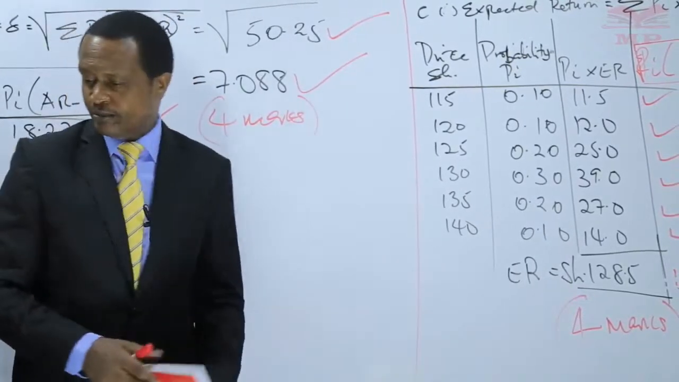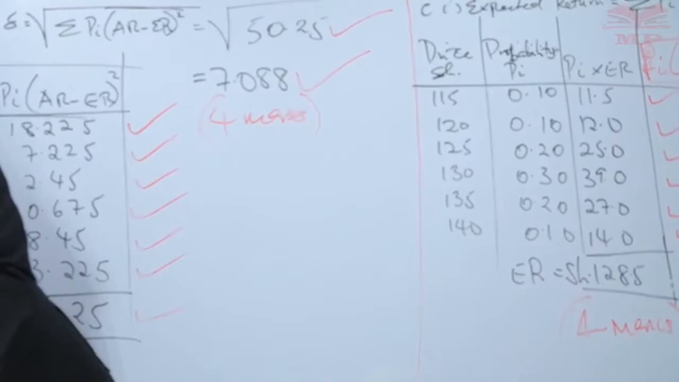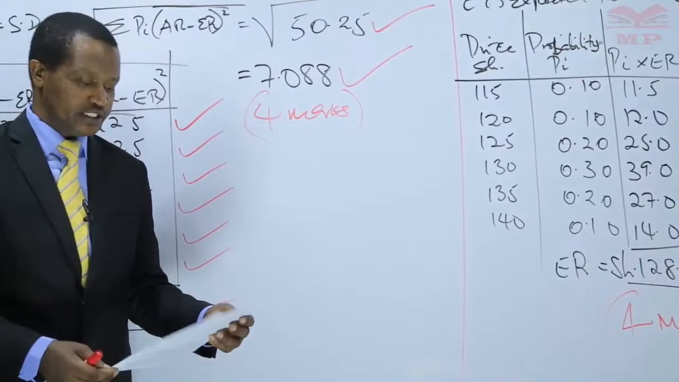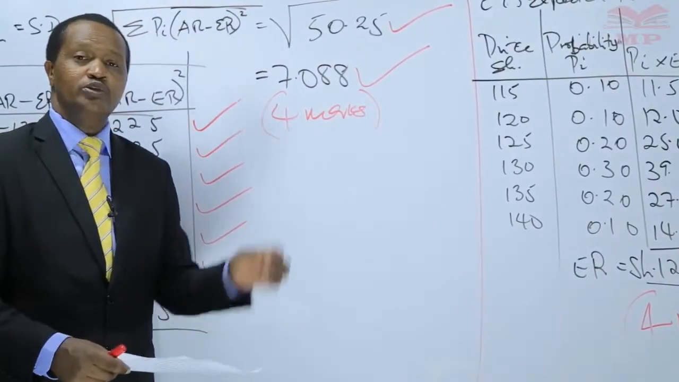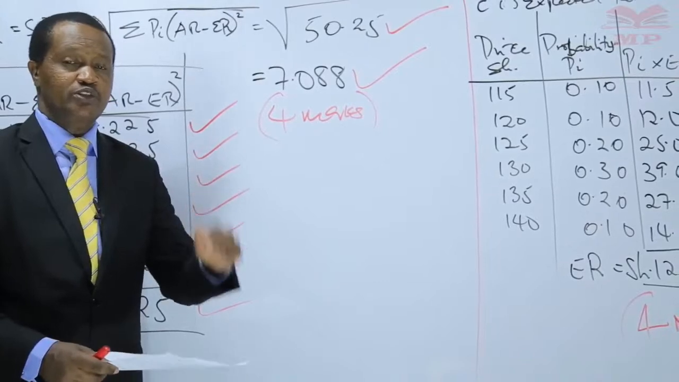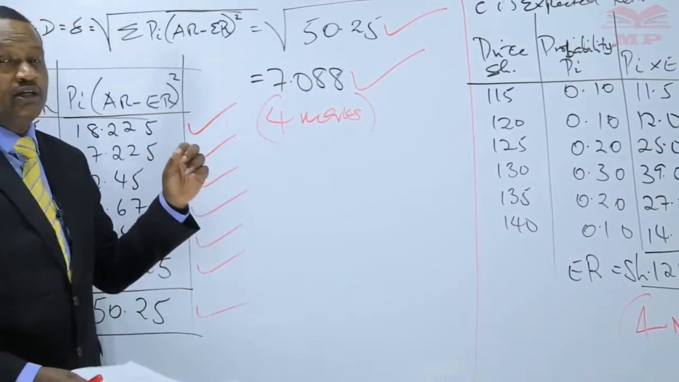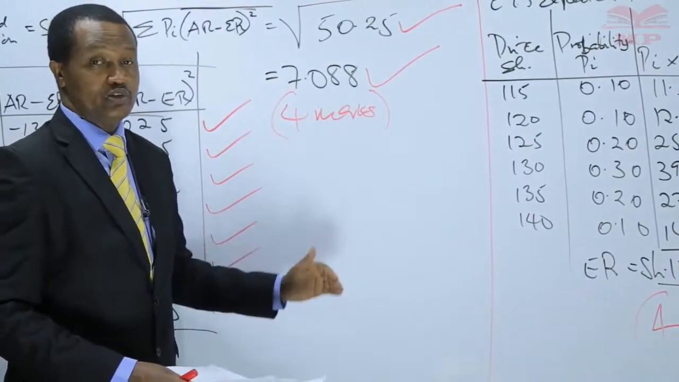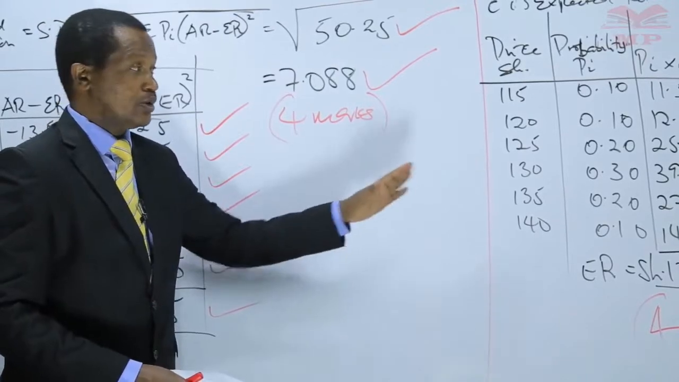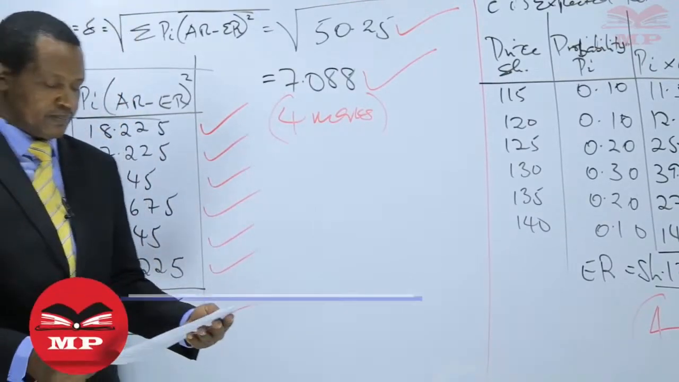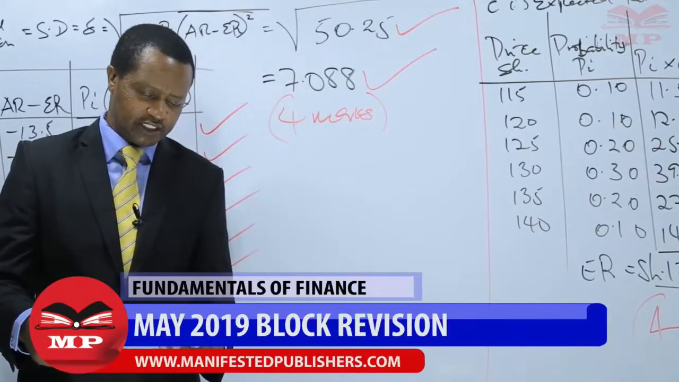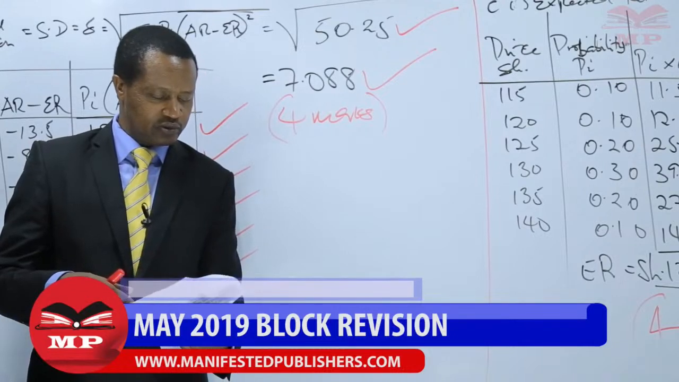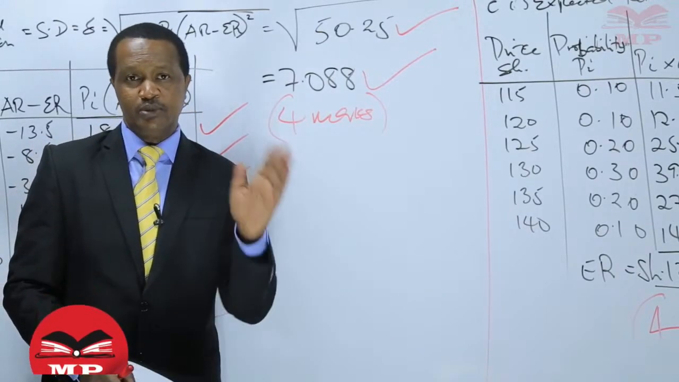So thank you for being attentive. This was our first lesson in answering the questions that were tested in May 2019. I told you before you come to this revision, make sure you do these questions. Those who obeyed, you must have seen where you went wrong, because I expect you to mark your work as we are moving on to answer the question. So in our next lesson, we are going to answer the second question. Thank you and bye-bye.